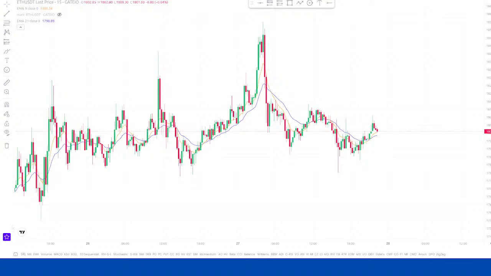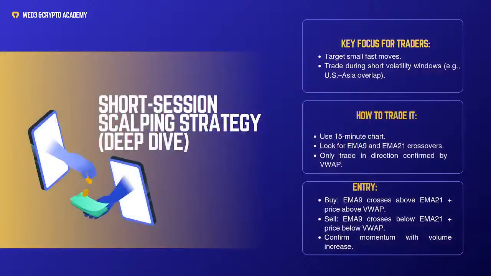Let's see how we can actually move. I had highlighted some of the steps from the slide. Another thing: only trade in the direction confirmed by the VWAP. VWAP is also one of the indicators you use to confirm whether price is going to sell or buy. You can also use exponential moving average 50.